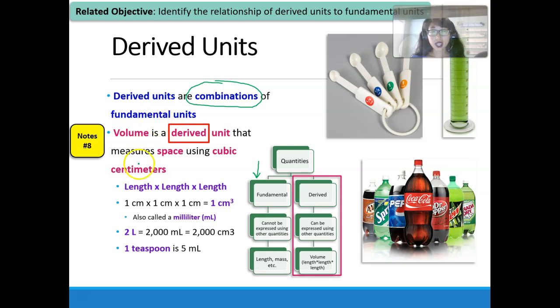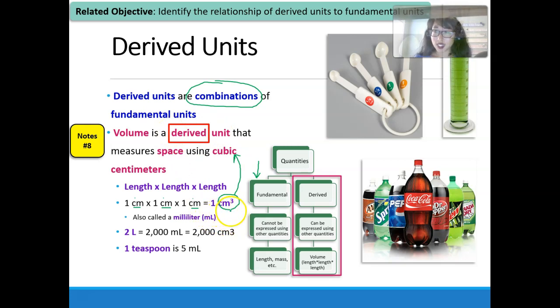Now, the way that we derive volume is by multiplying length by length by length. Or, for example, if you had a 1 centimeter cube, that would be 1 centimeter by 1 centimeter by 1 centimeter, which would equal 1 cubic centimeter. This right here is how we represent the word cubic centimeters. So again, this is actually a combination of other types of units. It's a combination of distance units, centimeters, 3 different times, okay? So that's why this is a derived unit, because we can actually represent volume using distance 3 times.